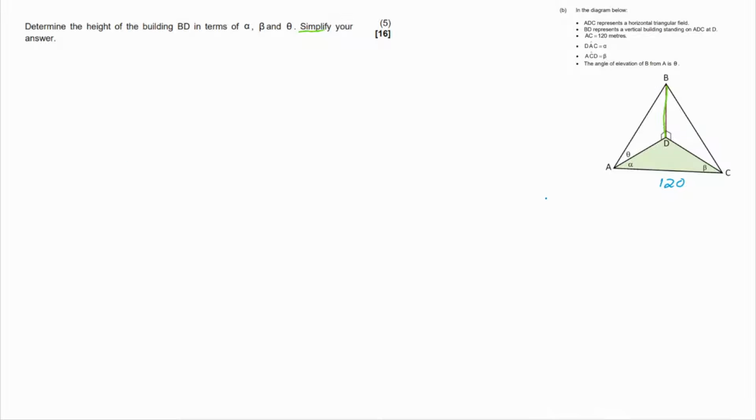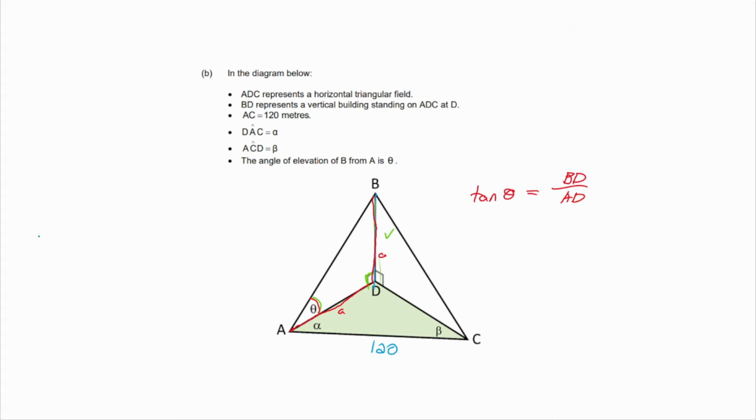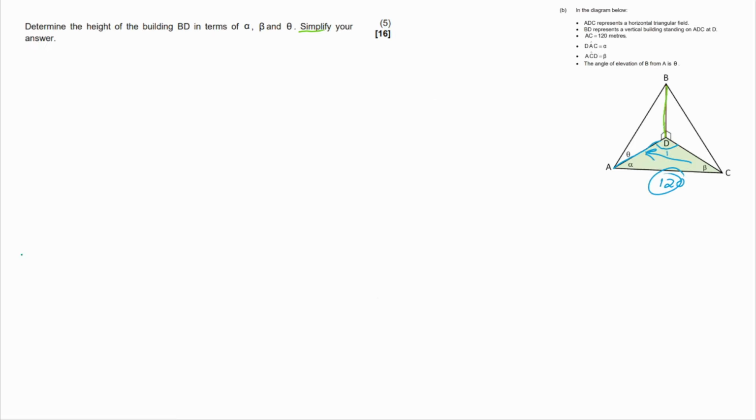So for AD, we can use the sine rule. So AD over sine beta is going to be the same as this side, 120, over sine of this angle. Let me rather work here. Because remember, I'm trying to find AD, so I'm going to be using the sine rule over here. I'm working there and there. So the thing is, I need to find this angle over here, angle ADC.